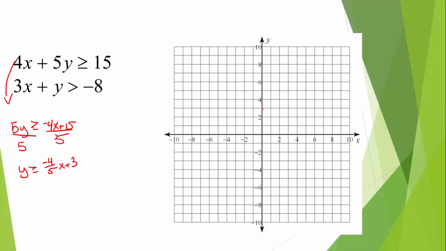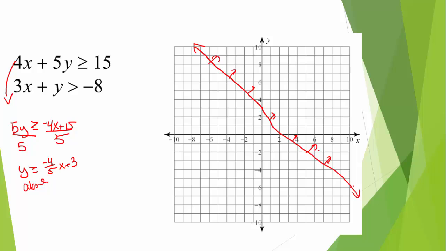We'll start at positive 3 on the y-axis. I'll go down 4 and over 5 and put a second point. If I have enough room, I could go down 4 boxes and put a third point. And then I will connect these with a solid line like so. I'm doing y is greater than, so I'm going to shade above. So I'll put my arrows pointing above the boundary line.